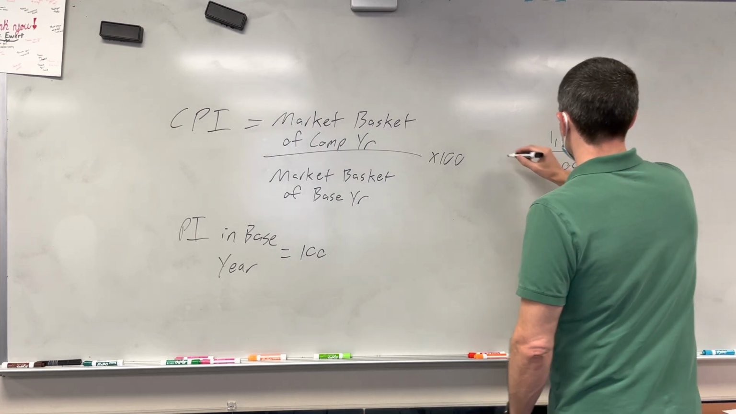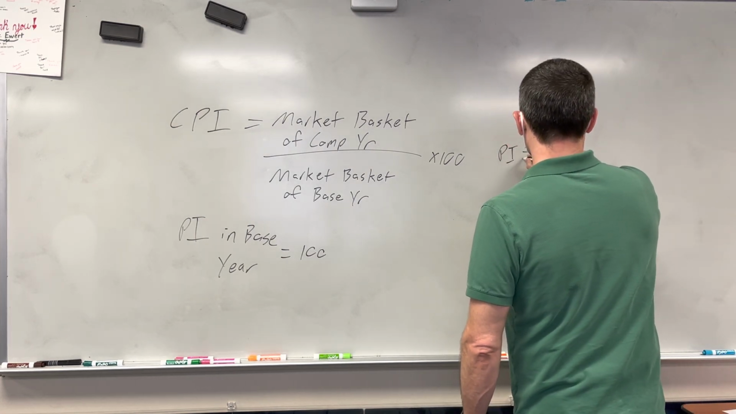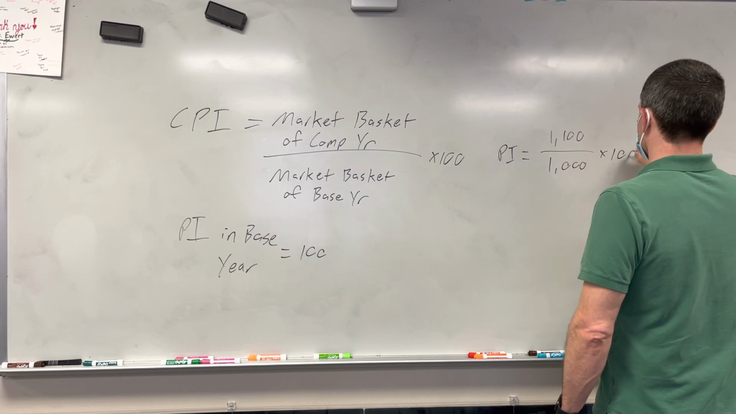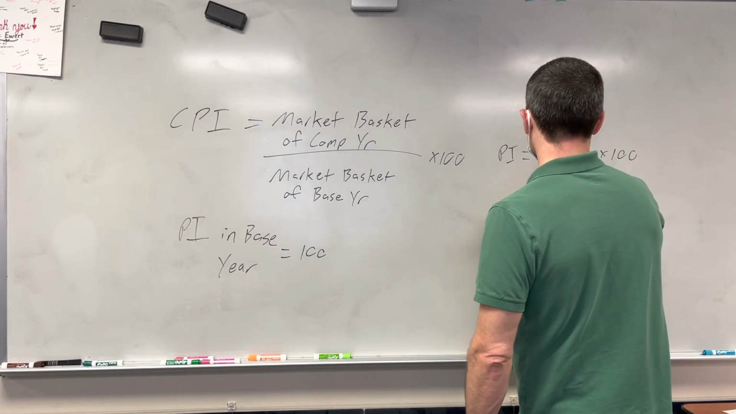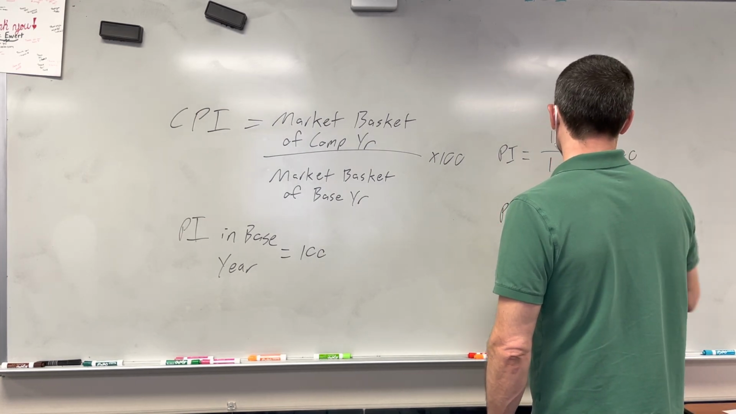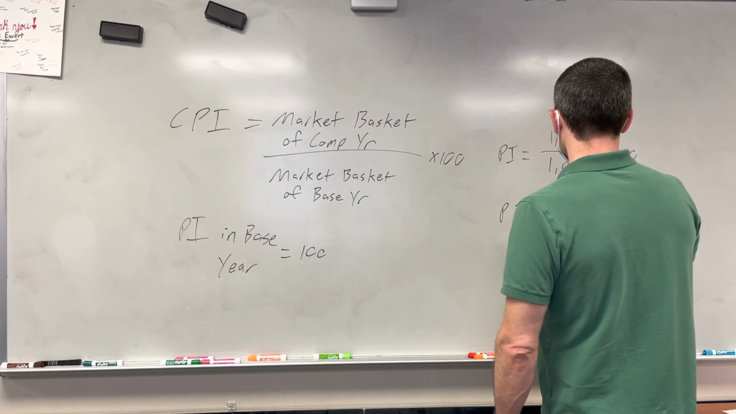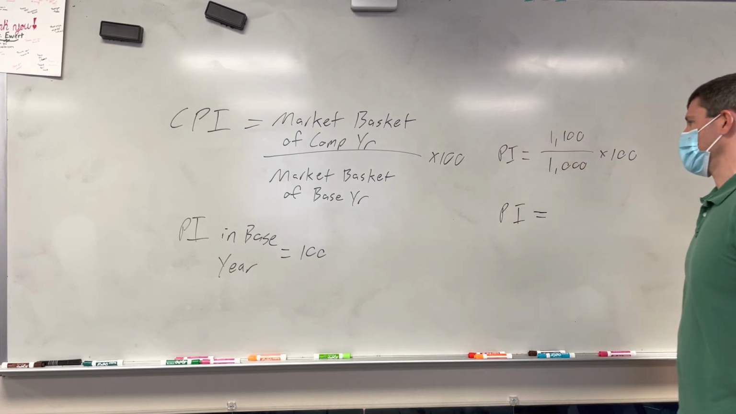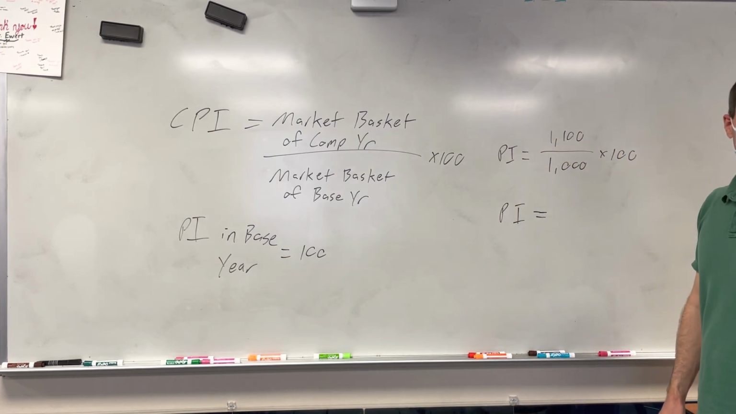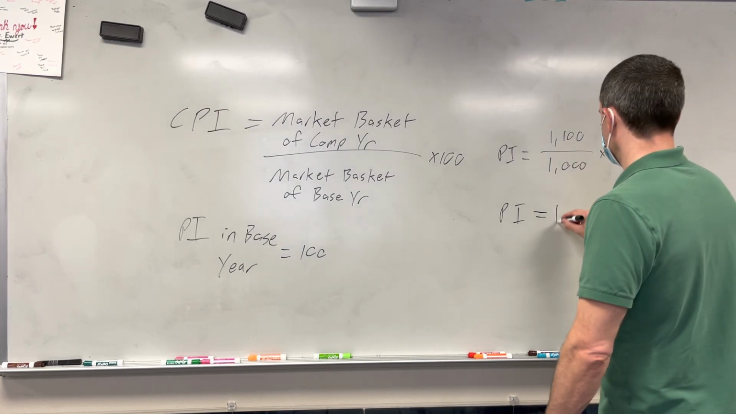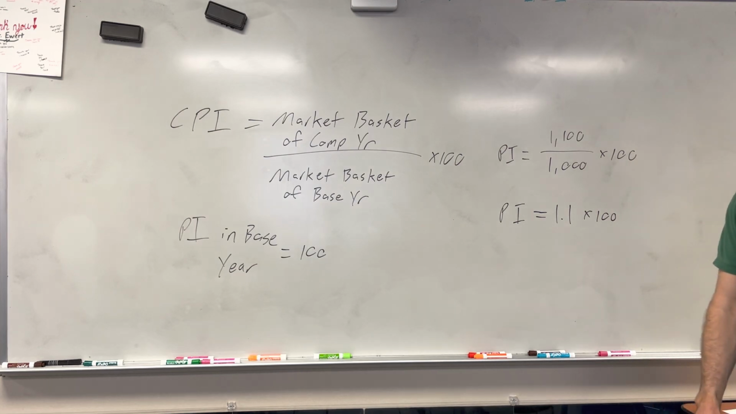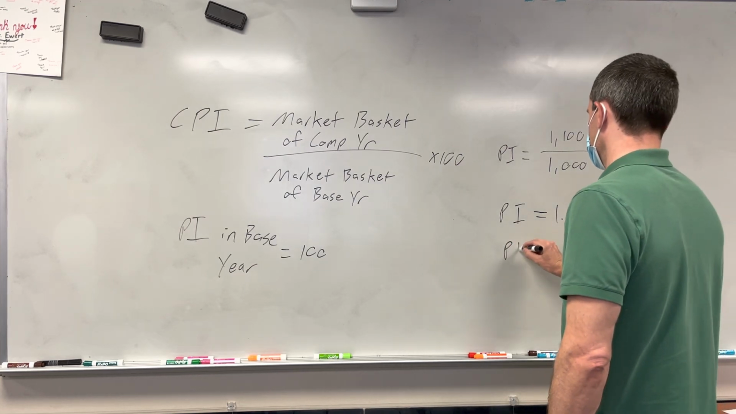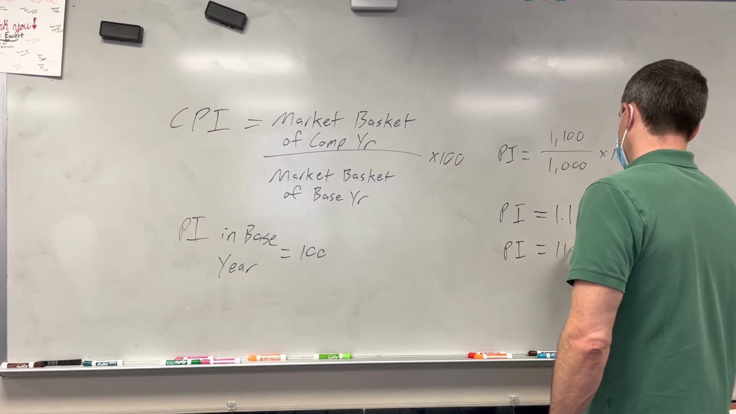So this is where we're trying to figure out the price index. We can figure that out fairly easily, right? Let's see. What's going to be 1,100 divided by 1,000? 1.1. Right, times 100, so that gives you a price index of 110.